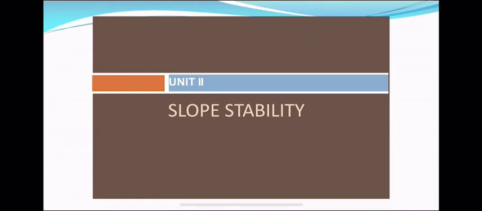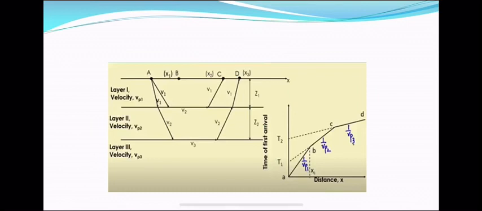In Unit 2, slope stability, I am going to explain this figure for the problem. In this, we are taking three layers: layer 1 with velocity Vp1, layer 2 with velocity Vp2, and layer 3 with velocity Vp3. And the four points are A, B, C, D, and the distances between layers are taken as Z1 and Z2.